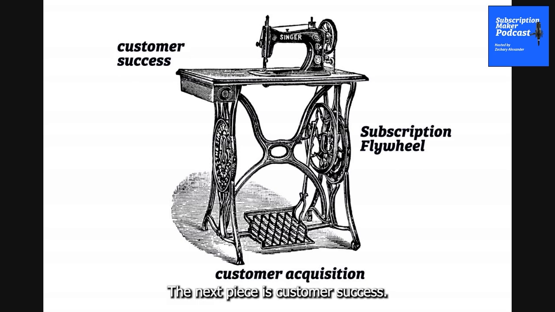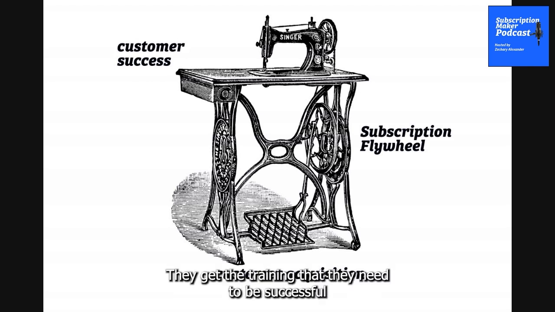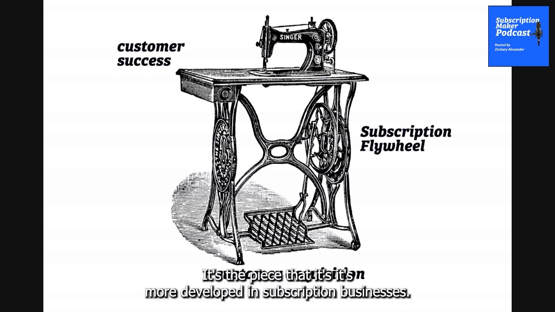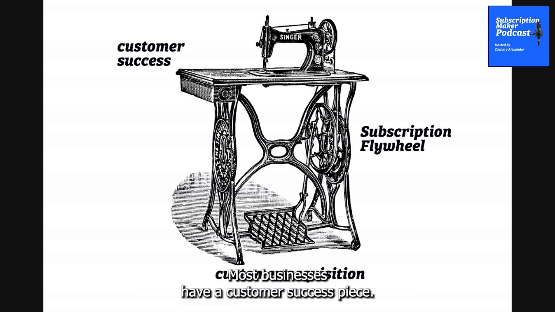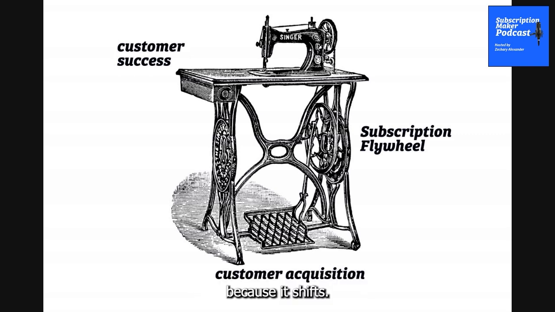The next piece is customer success. Customer success is delivery of the products and services that you actually create. It's the piece that's responsible for ensuring that everybody gets what they need, they get the training that they need to be successful with the product or services that you create. It's more developed in subscription businesses. Most businesses have a customer success piece. They call it customer support. But within subscription businesses, we call it customer success because it shifts.